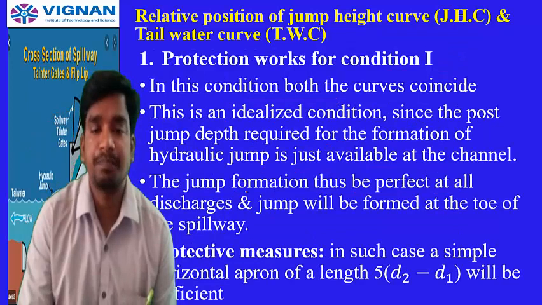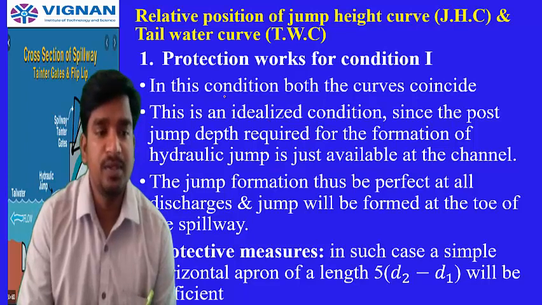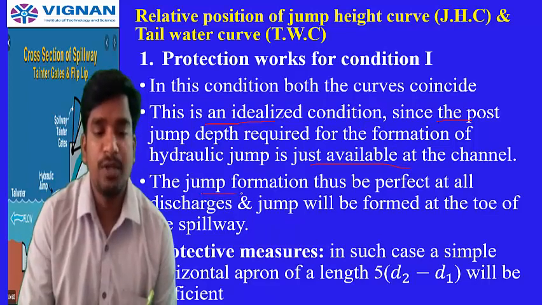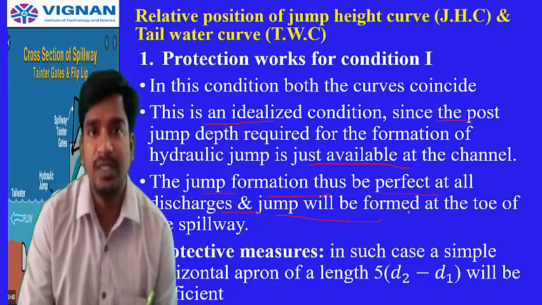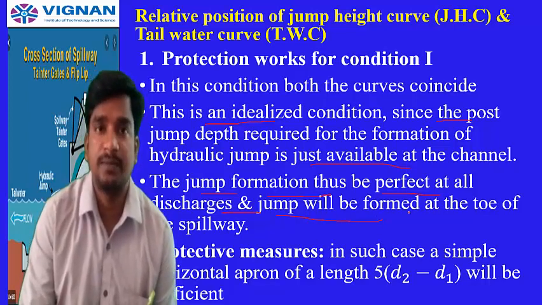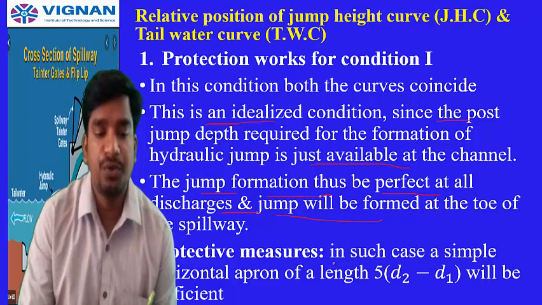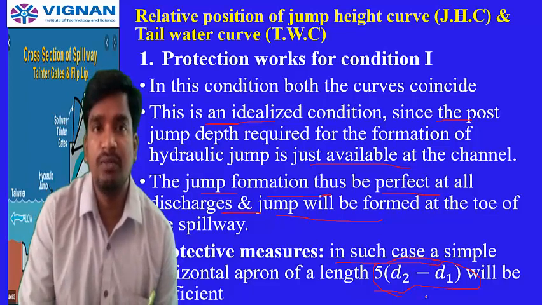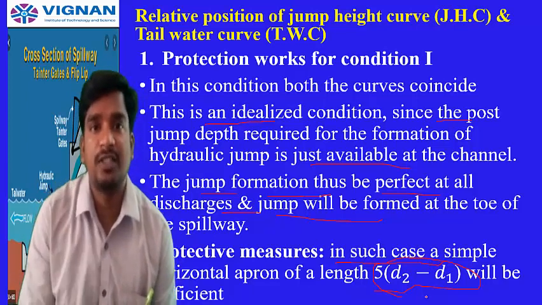For the first condition, what is the first condition? Both the curves are coinciding. If both the curves are coinciding, this is an idealized condition. Since the hydraulic jump depth is available, the jump formation will be perfect at all discharges and the jump will be formed at the toe, meaning just at the toe the jump will start. For this condition, as a simple case, we have to provide a horizontal apron of length 5 times (d2 minus d1). What are d2 and d1? Here, the depths before the jump and after the jump.